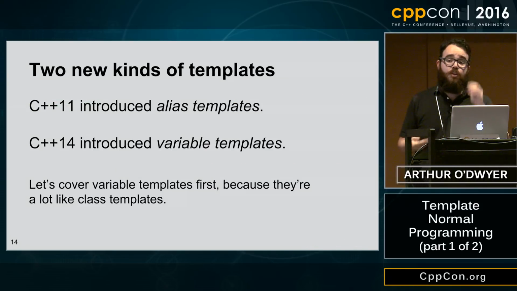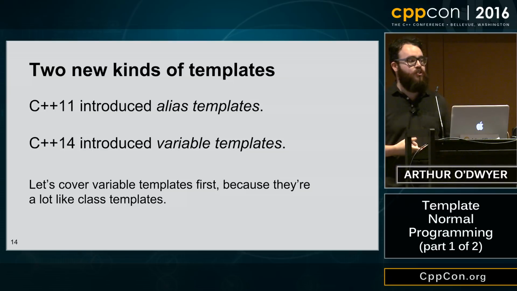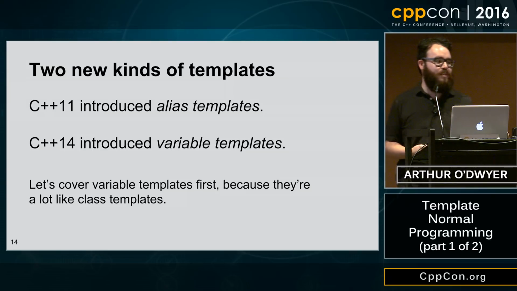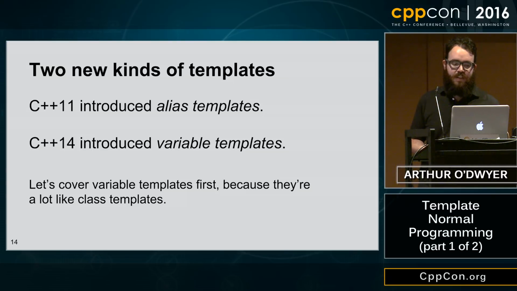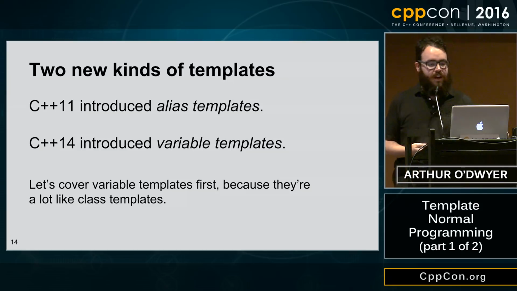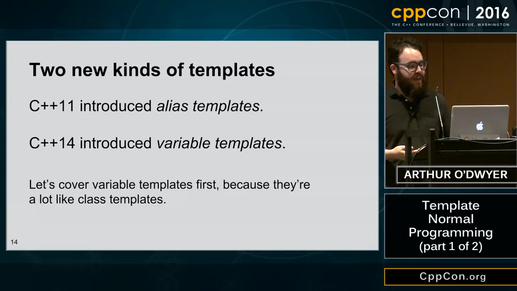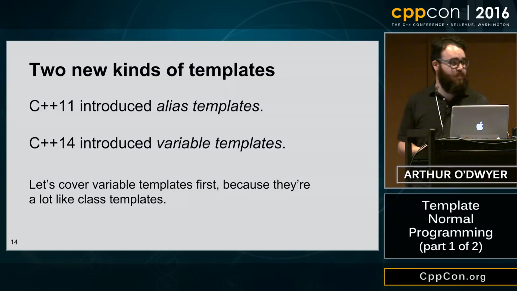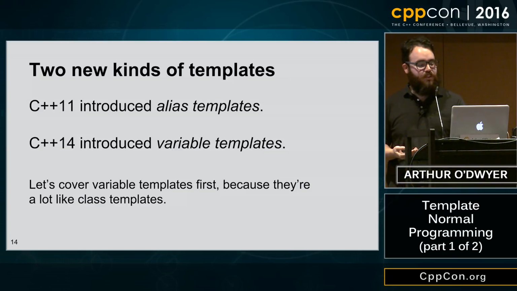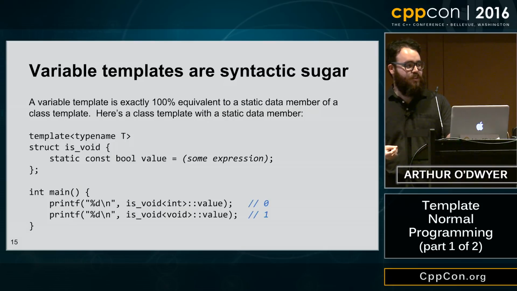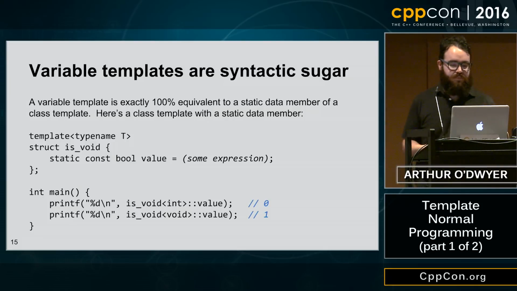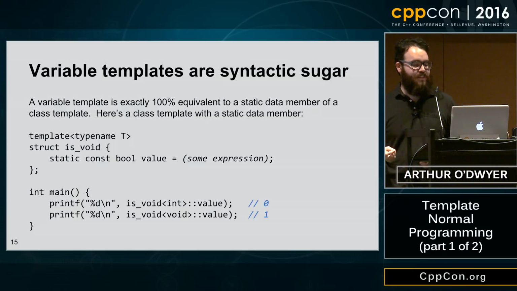So there are two relatively new kinds of templates. The kinds I covered already, function templates and class templates, have existed basically forever. They were in C++98. In C++11, we got alias templates. And in C++14, we got variable templates. I'm going to talk about variable templates first because they're a lot like class templates. In fact, they're basically syntactic sugar for static data members of class templates.